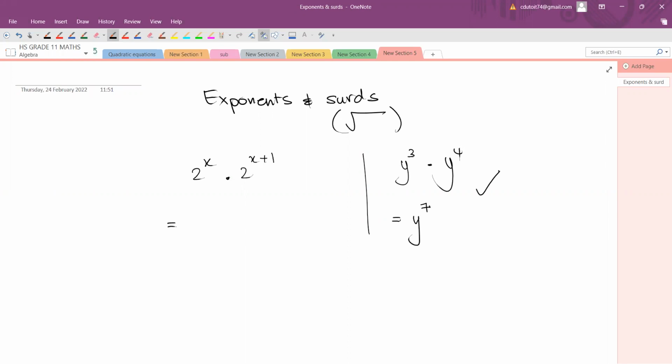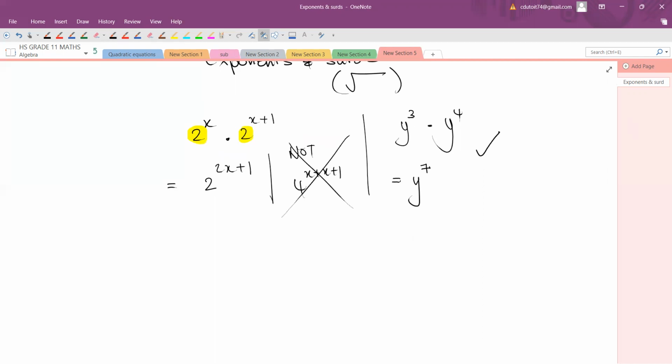So we're going to do exactly the same on the left-hand side. We're just going to add the exponents. x plus x is 2x plus 1. What is really important to realize is that this is not a 2. That is 2 to the power of x, so that's an unknown value. So, very important, this is not 4 to the power of x plus 1. That's wrong. Happy? Okay.